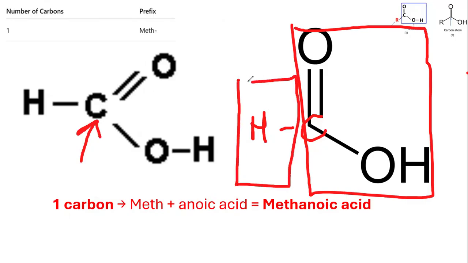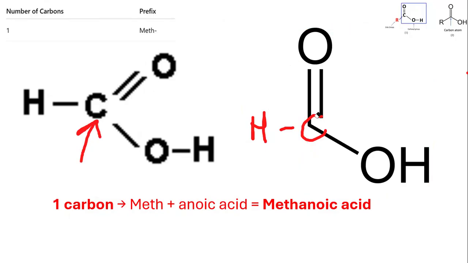So how many carbons do we have? That's the question. If you look carefully, we only have one carbon. And since we only have one carbon, it's going to be methanoic acid. Meth for the one carbon and enoic acid. We always add that at the end of carboxylic acids. Okay, so let's move on.